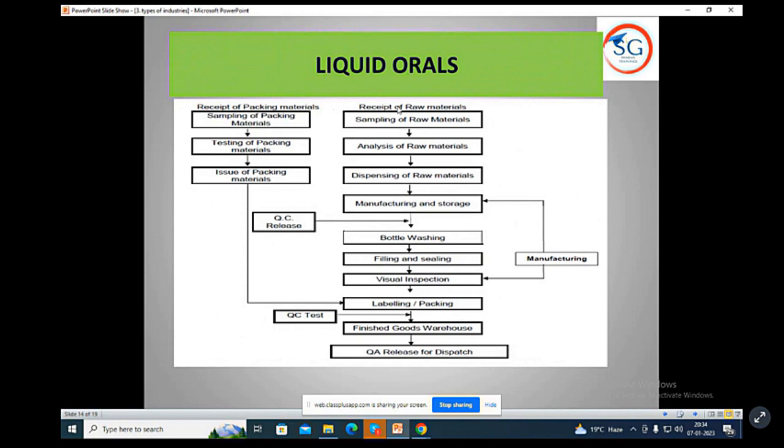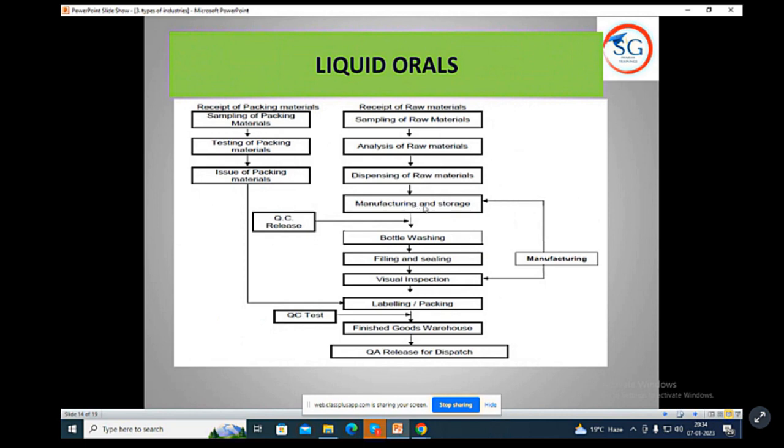First, receipt of the raw materials, and sampling. After the raw materials are sampled in the warehouse by the QC, analysis will be done, and all the approved materials will then be dispensed according to the batch manufacturing record. Now they will be taken to the manufacturing area. As with oral solid dosage forms, checking of the dispensed materials will again be done, line clearance will be taken, and manufacturing will be done.